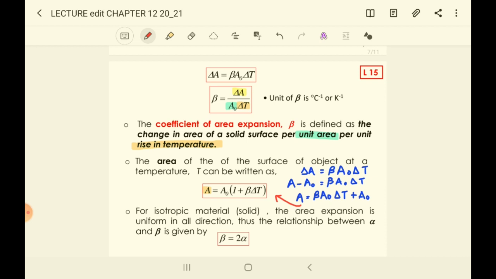For an isotropic material, the definition of an isotropic solid is a solid that has the same or identical properties in all directions, such as density. So for this type of material, we can consider the area expansion to be uniform in all directions. So we can write the relationship between alpha and beta as beta is equal to 2 alpha.